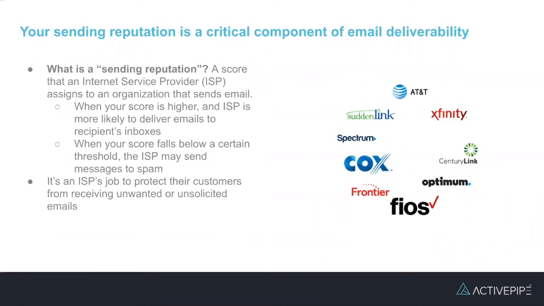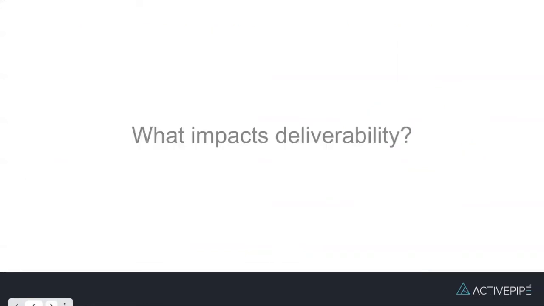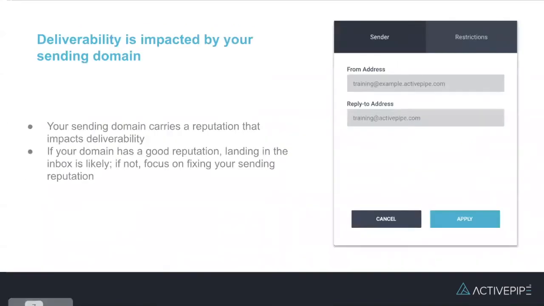So now we're going to talk about what impacts deliverability. The first thing we're talking about is your domain sending reputation. Your sending domain is everything that's after this @ sign right here. That is your sending address. For many of you, this will be your website address. And for some of you, it might be a subdomain as well, which could look like activepipe.yourwebsite.com, that kind of thing. So that is what a subdomain is.